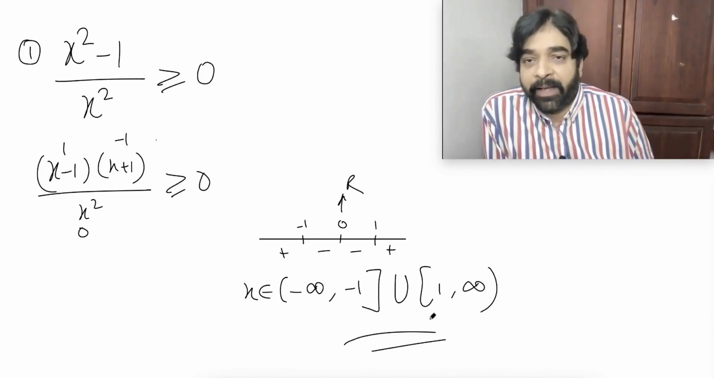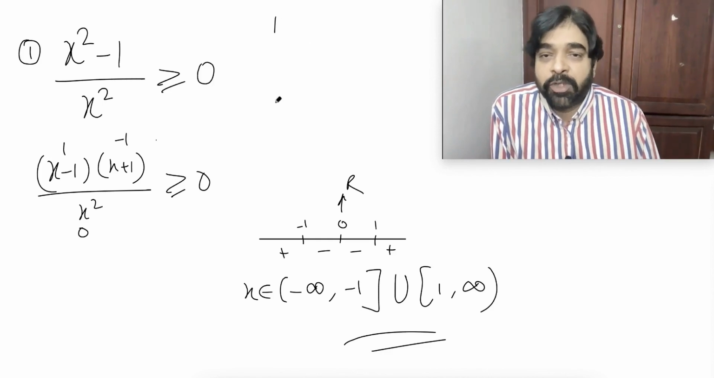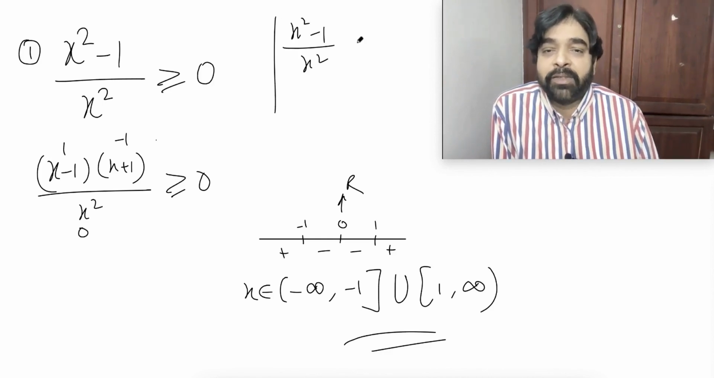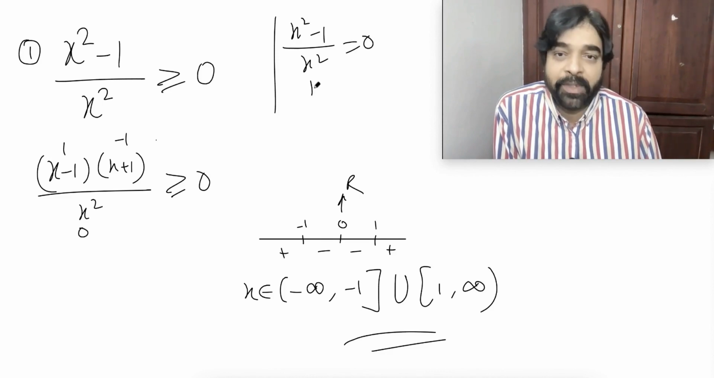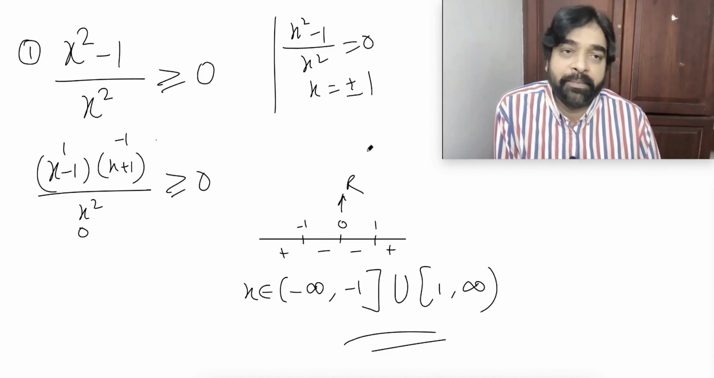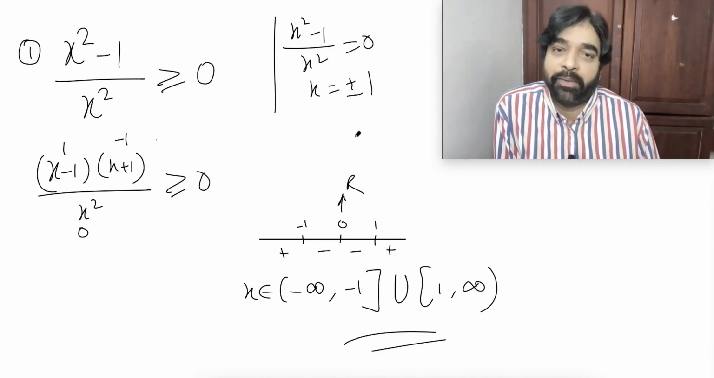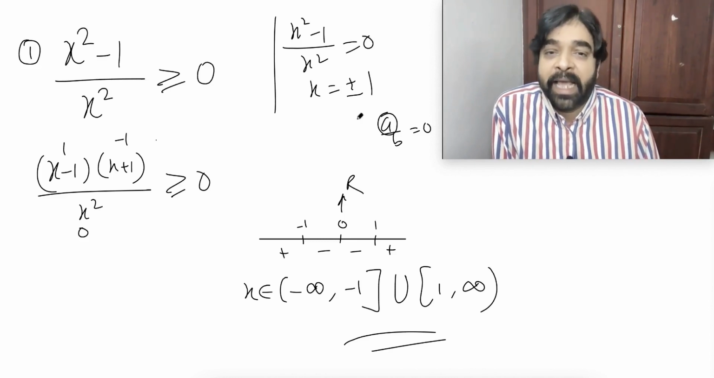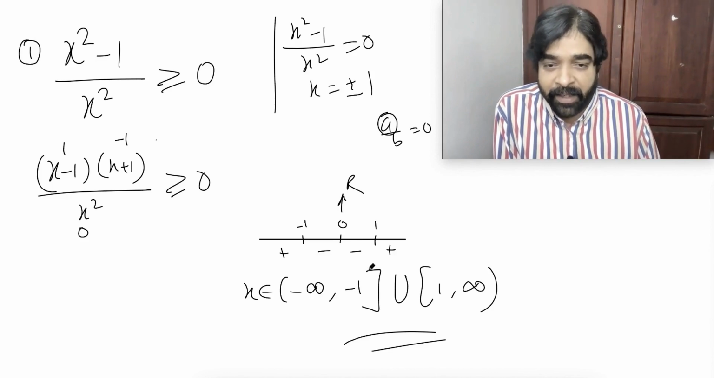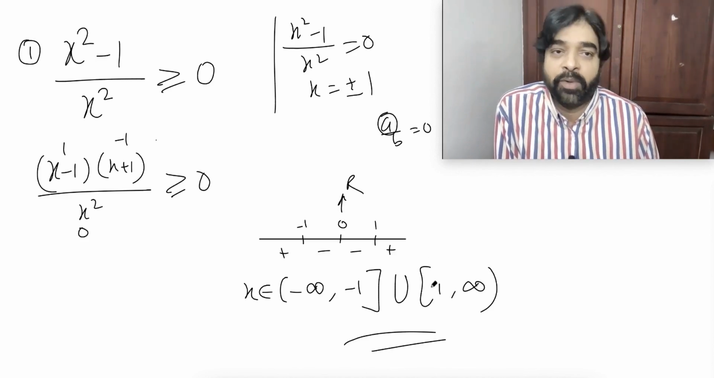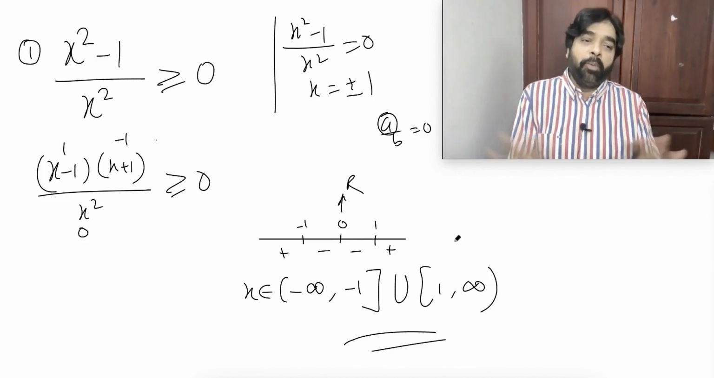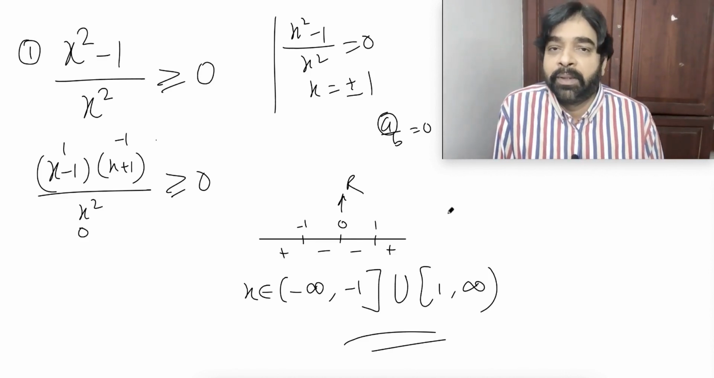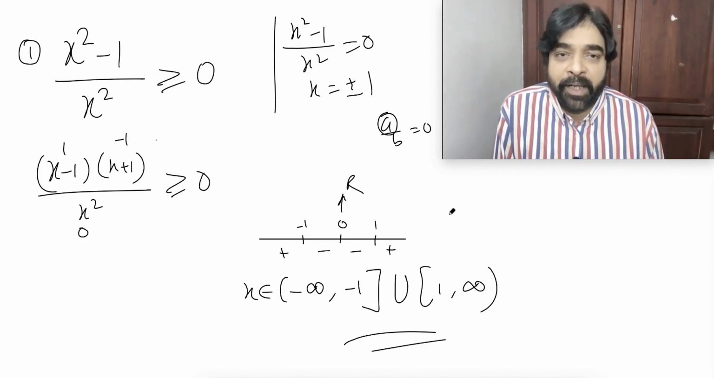Now, let's verify for equal to 0. Suppose somebody says (x square minus 1) by x square equals 0. So, what is x? You will say x equals plus 1 or minus 1. You will not say x equals 0. Why? A by b will be 0 only when a is 0, not b. So x equals plus minus 1 should be included in the final answer. Let's verify. Minus 1 is included, 1 is also included. So it is a correct answer. No problem at all. Is this clear to everybody?